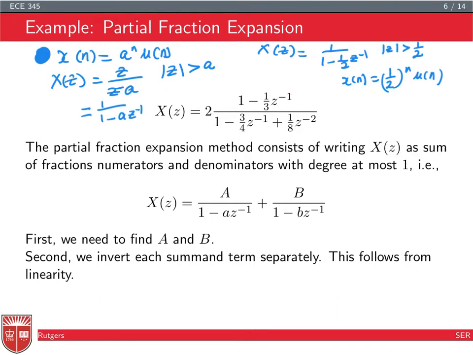So this is the correct form, because again, if you try to find the common denominator, you're going to get something like this: 1 minus az minus 1 times 1 minus bz minus 1, and you're going to get something like this. I'm switching the pen, so let me fix the pen. So it's A times 1 minus bz minus 1 plus B times 1 minus az minus 1.